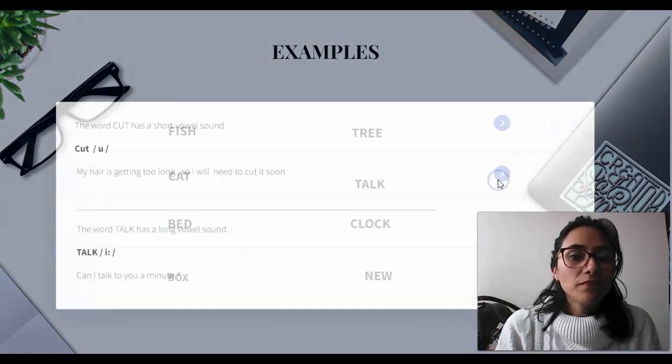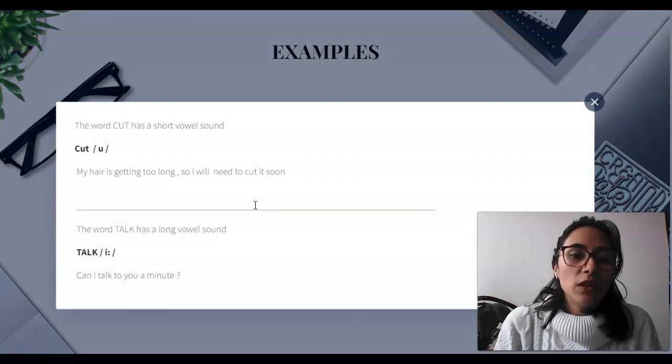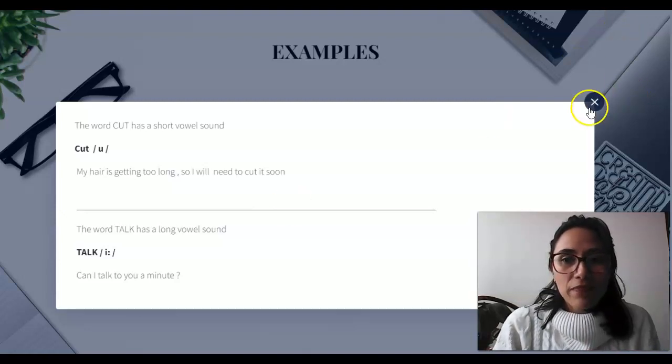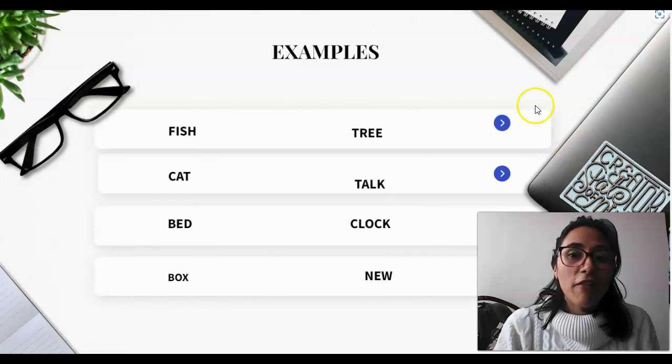Here we have other examples. Look at this: my hair is getting too long, so I will need to cut it soon. Look at the word cut, it's a short sound vowel. And on the other side, can I talk to you a minute? Look at this. When I say long sound, you need to use your mouth like a kind of smile. Talk to you a minute. Okay, that's the idea for the first rule.